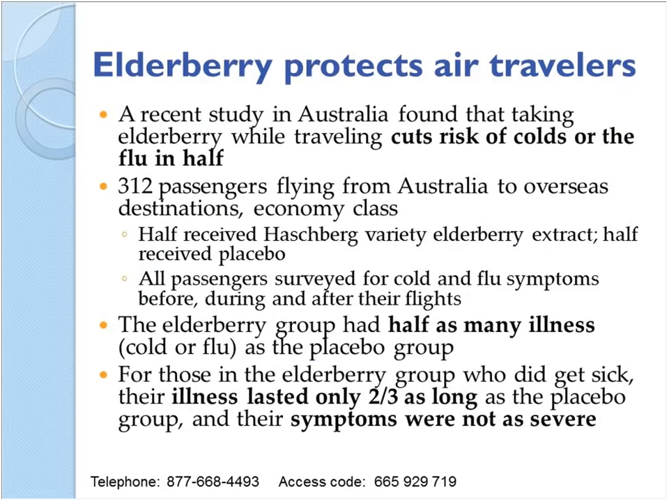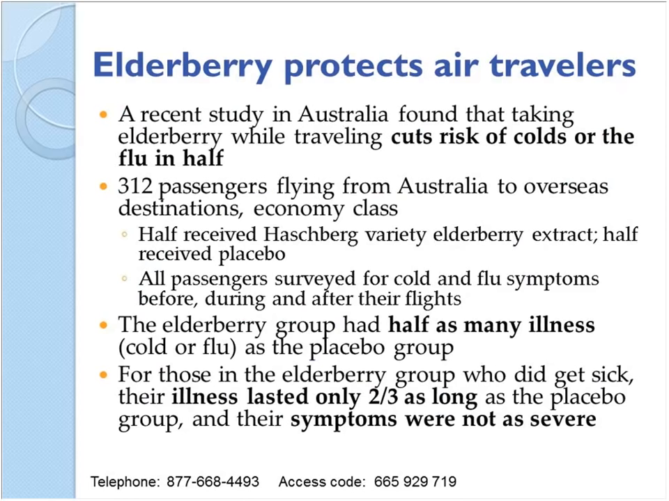So this was done looking at travelers going to Australia, which is a heck of a long flight. So 312 passengers flying from Australia to overseas destinations, economy class, half received this Hochberg variety of elderberry. Hochberg is an Austrian, not Australian. I know those words are really close. It's an Austrian variety of elderberry, and half received placebo.